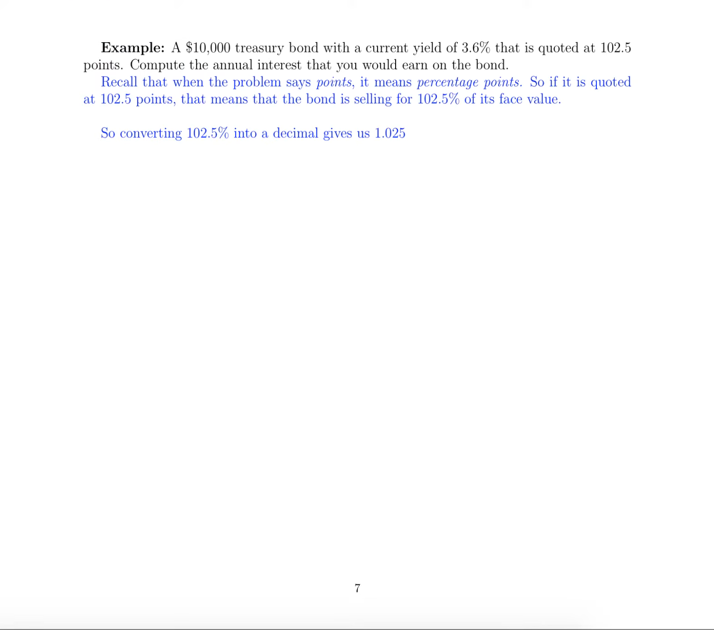So we need to convert 102.5% into a decimal, which gives us 1.025. Do we need to find the current price of the bond? So we multiply those two together. 10,000 times 1.025 is 10,250.